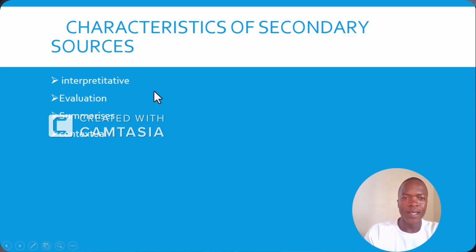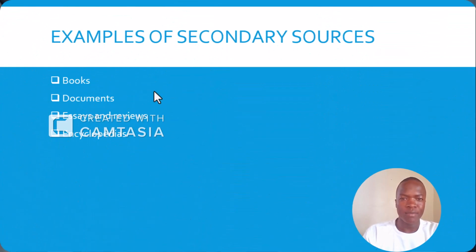And then lastly, we talk of the examples of these secondary sources. What constitutes secondary sources? Where can we get this information? One, we talk of books. When we talk of books, we talk of historical books, journal articles, and biographies. And then two, we talk of documents.